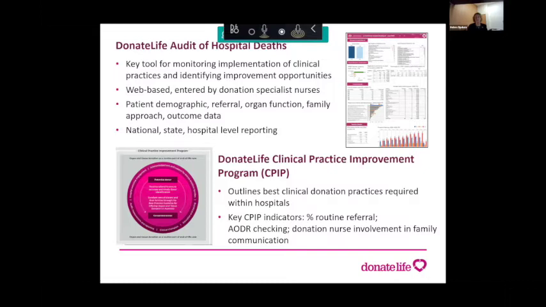Some of the key tools to support all of this have involved our retrospective audit of deaths that is undertaken in all of our hospitals and really provides us with very granular data, as well as broader things like consent rates. We can really dig down at a hospital level, case by case, and also broader collated dashboard data. And again, our clinical practice improvement program, which really outlines the key requirements and what will be reported against at a national, regional and hospital level.